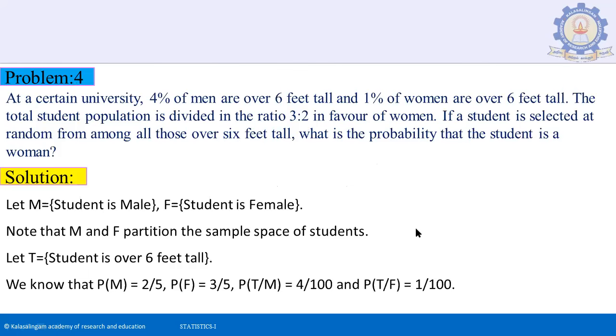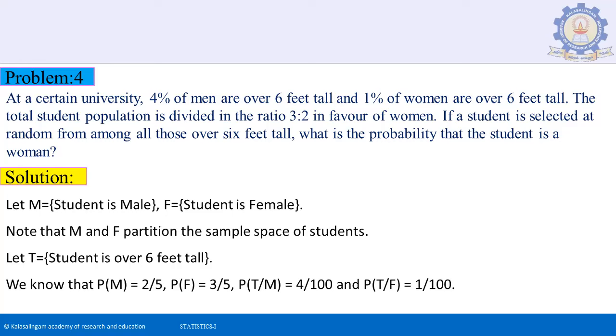Number 4. At a certain university, 4% of men are over 6 feet tall, and 1% of women are over 6 feet tall. The total student population is divided in the ratio 3 to 2 in favor of women. If a student is selected at random from among all those over 6 feet tall, what is the probability that the student is a woman?